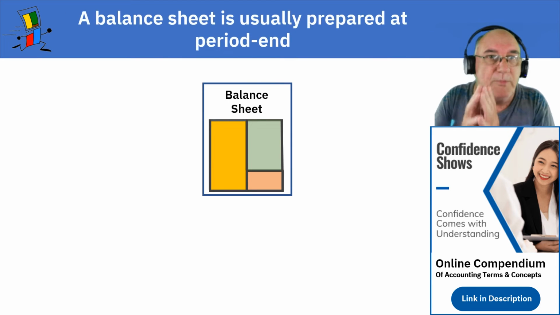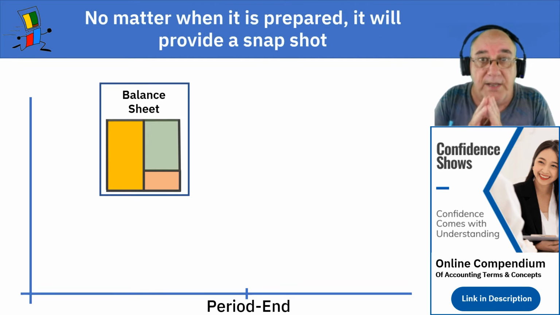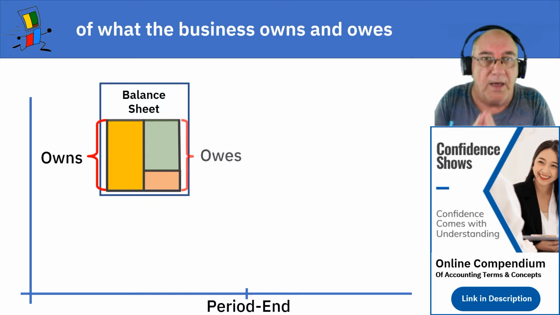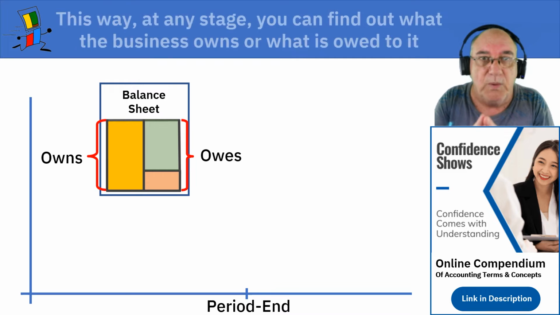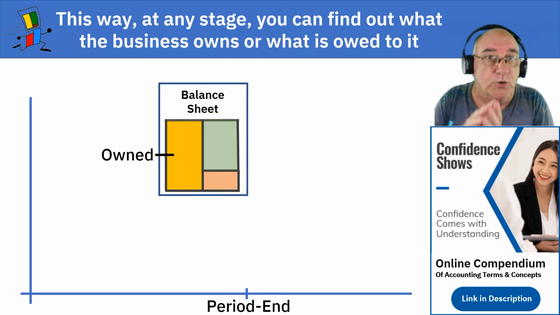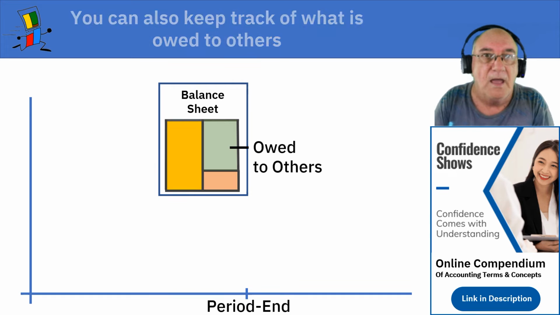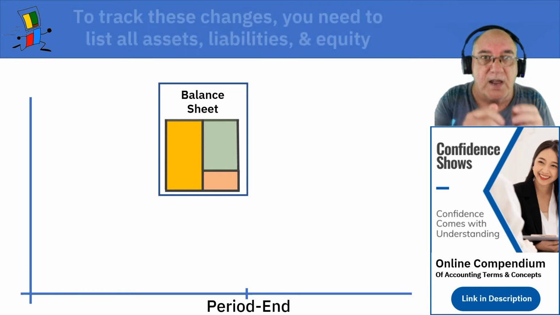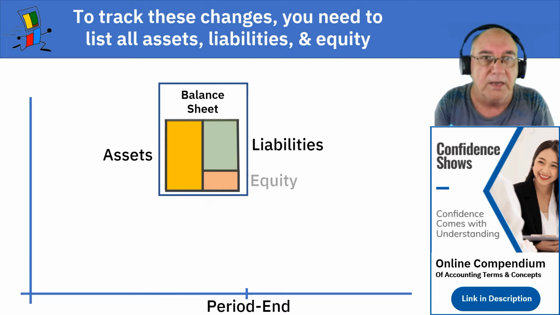A balance sheet is usually prepared at period end, but it can be prepared at any time. No matter when it is prepared, it will provide a snapshot of what the business owns and what it owes at that particular point in time. This way, at any stage, you can find out what the business owns and what is owed to it. You can also keep track of what is owed to others. And you can also keep track of what is owed to the owner. To track these changes, you need to list assets, liabilities, and equity.